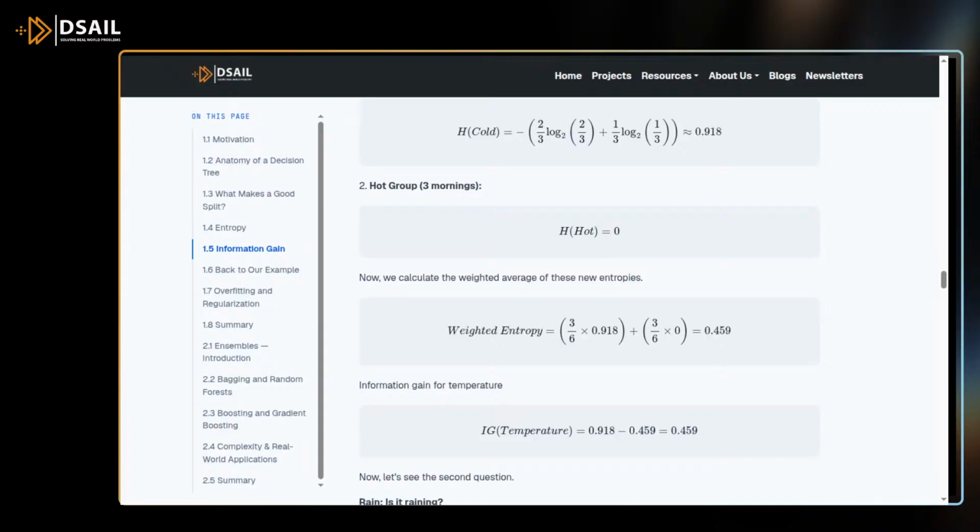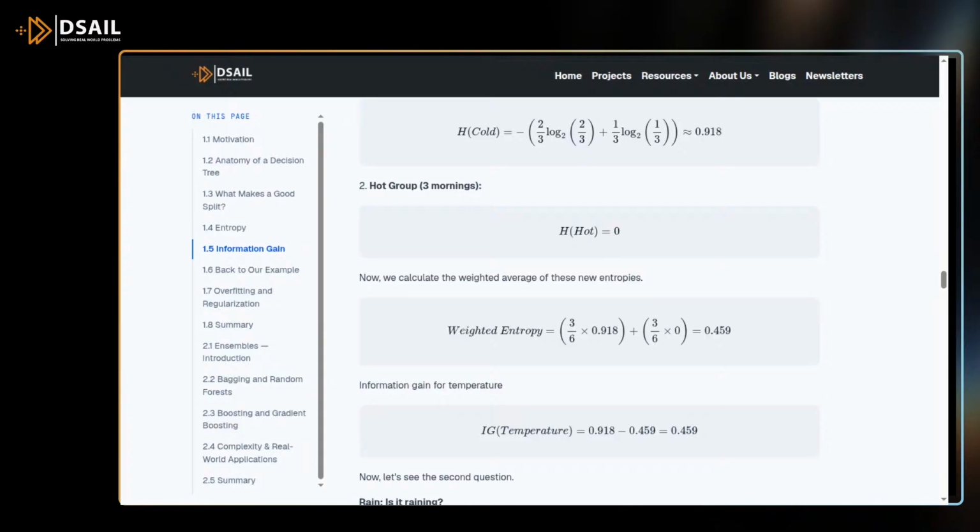2 over 3, isn't it? So it's 2 over 3 times log 2 over 3. Are we together? We are using this formula. Don't forget this is what we are running on. Plus, remember there's always a negative here. Plus, so we're in this summation.